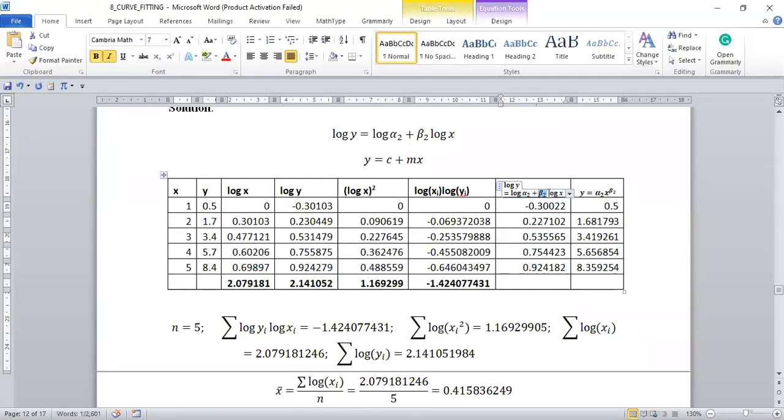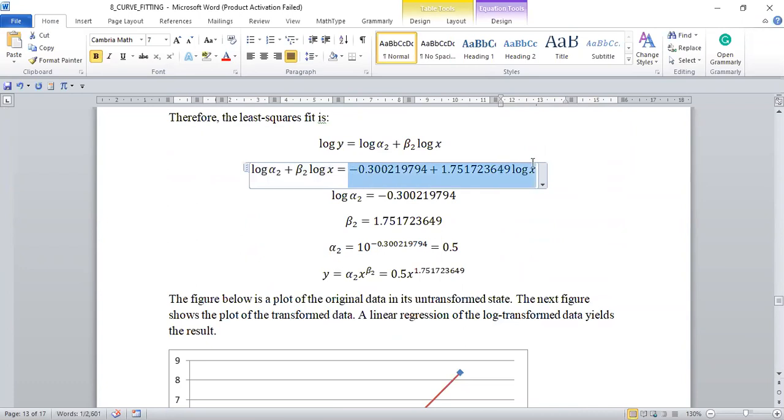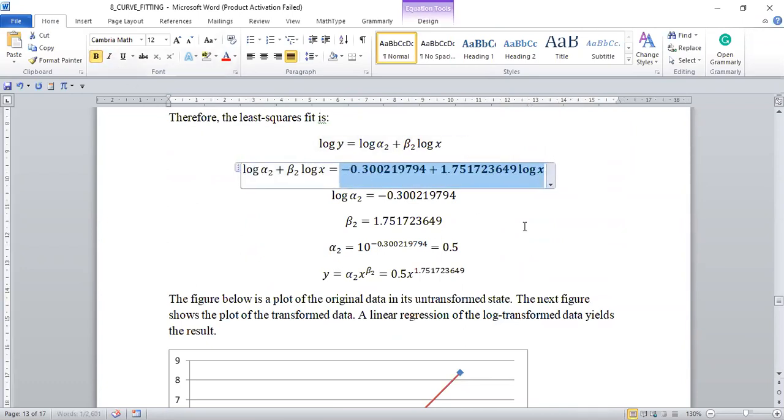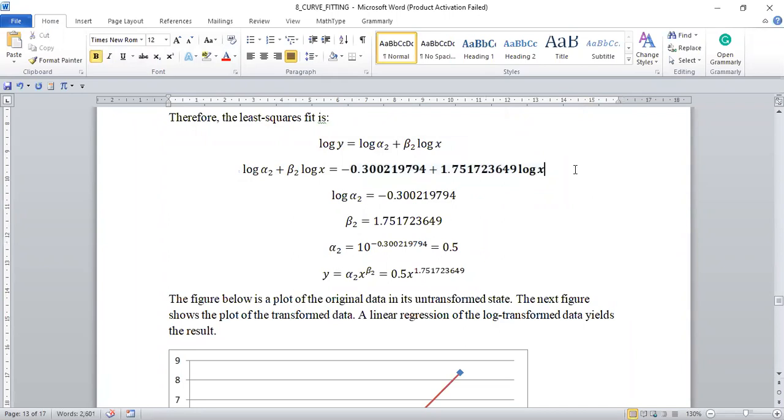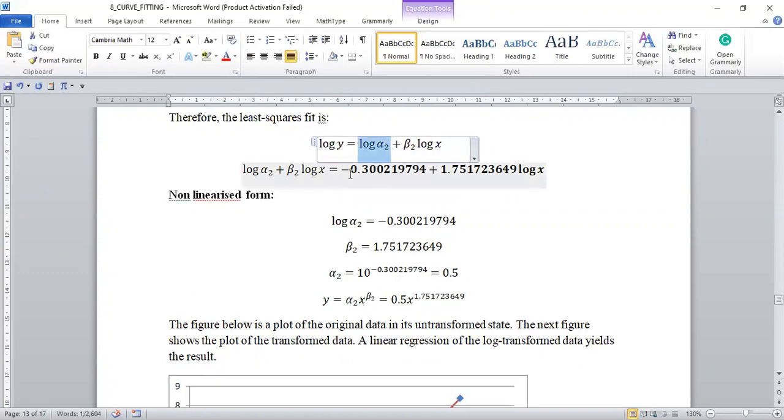Then we just put in log x here. So this is the log x value to arrive at these particular values. Then for this particular value, we are turning it back into the non-linearized form. The equation we just derived is the linearized form. So in order to get the non-linearized form, when you compare this and this together, we know that log alpha is given by minus 0.3, then beta is given by 1.75.